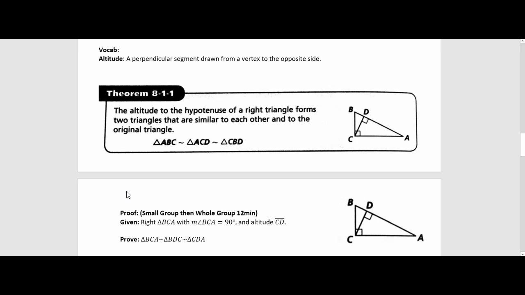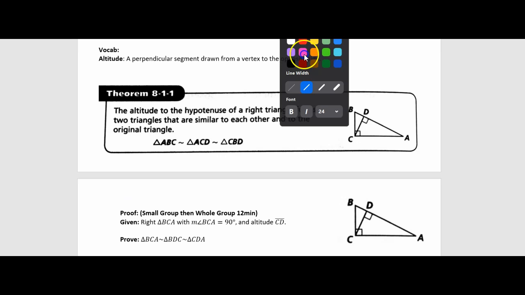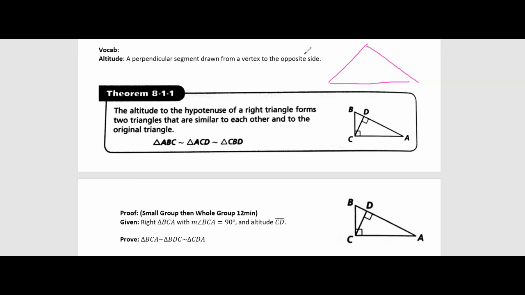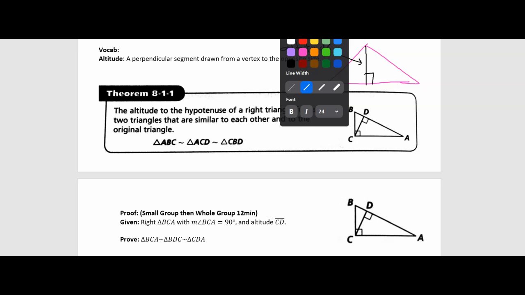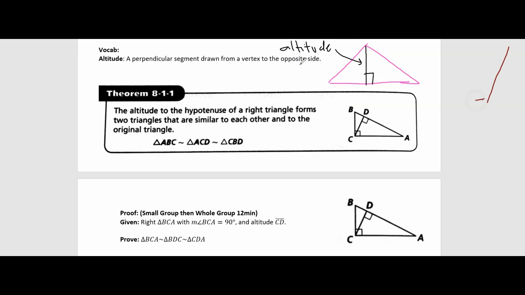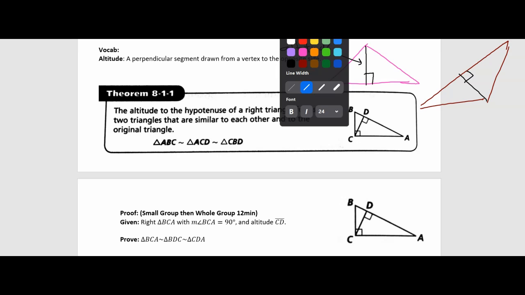Altitude. An altitude is a perpendicular segment drawn from a vertex to the opposite side. So if I have a triangle, any type of triangle, if I pick a vertex and I draw a perpendicular segment, that black line would be an altitude. Now, it doesn't have to be drawn straight down. I could draw an altitude here, as long as it was perpendicular. So that black line would also be an altitude.